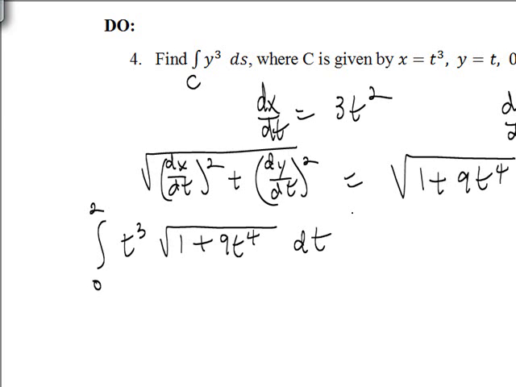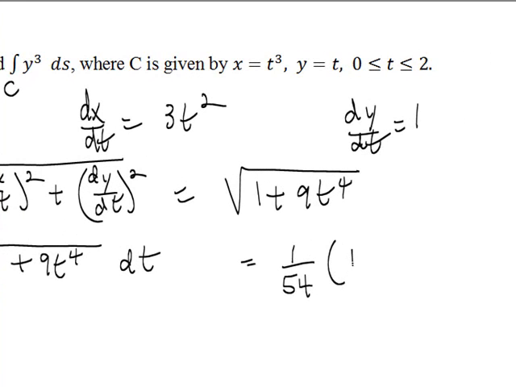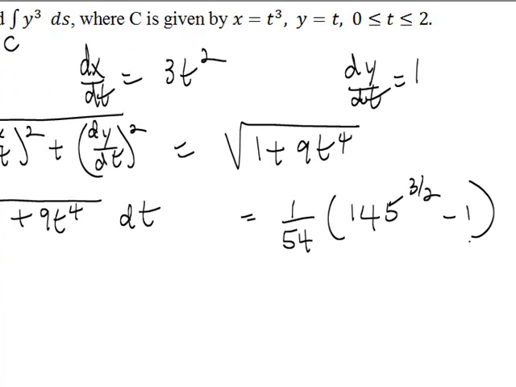Did you put it into your calculator? What did you get? Let me hear what you got. Oh, that's how they give it to you. 145 times the square root of 145, over 54, minus 1 over 54. Yeah, that's correct. 1 over what? 1 over 54. 3 halves minus 1. Okay, let me just do this by substitution.